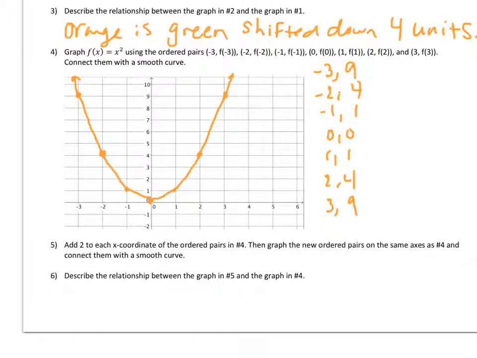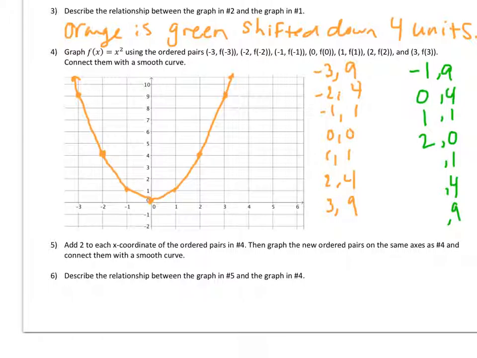So my y coordinates are all going to stay the same. I'm going to have 9, 4, 1, 0, 1, 4, and 9 as y coordinates. Those stay the same. The only thing I'm changing is I'm going to add 2 to each x coordinate. So -3 plus 2 is -1. -2 plus 2 is 0. -1 plus 2 is 1.